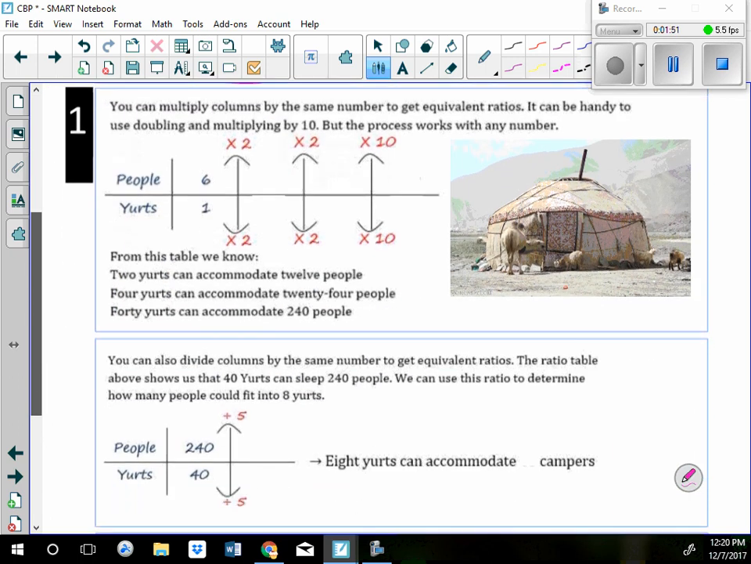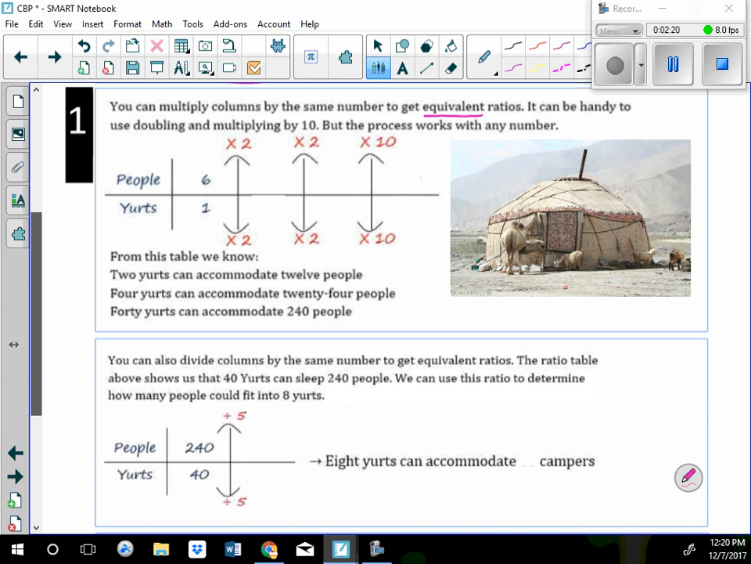So, when working with a ratio table, there's lots of different strategies we can use. And the first thing I want to show you is how we can scale up with our ratio table. So you can multiply columns by the same number to get equivalent or equal ratios. It can be handy to use doubling and multiplying by 10. Those are the 2 multiplication strategies that I use most often. But you can multiply by any number.